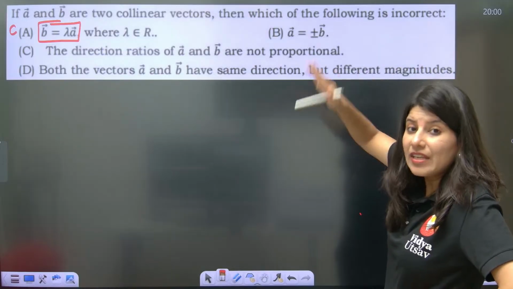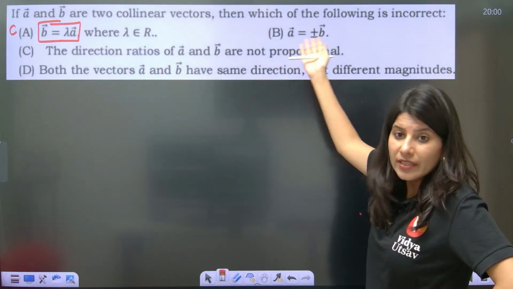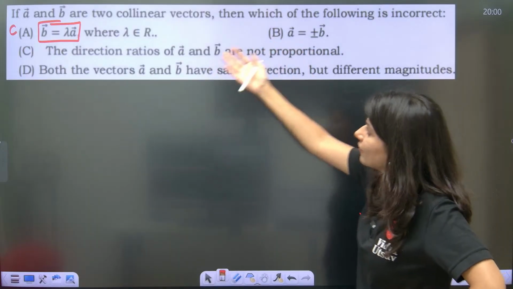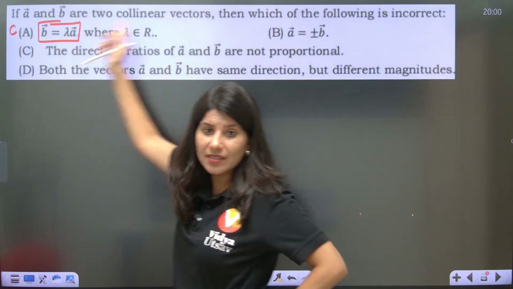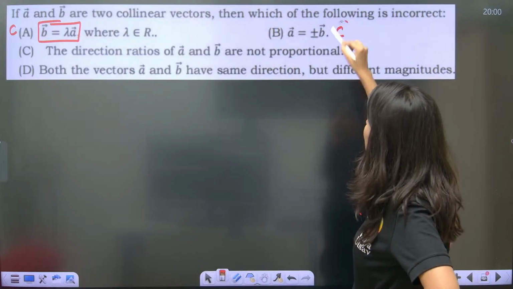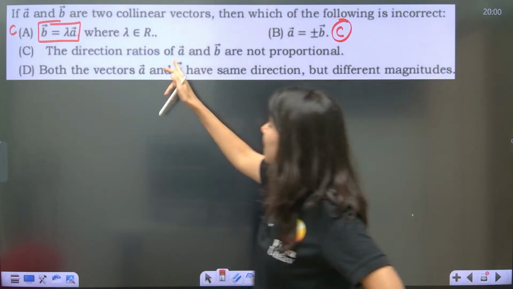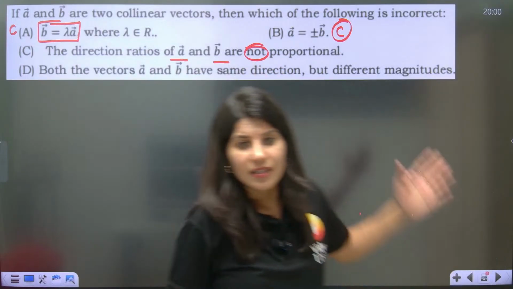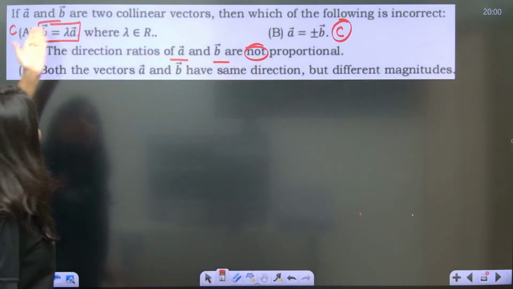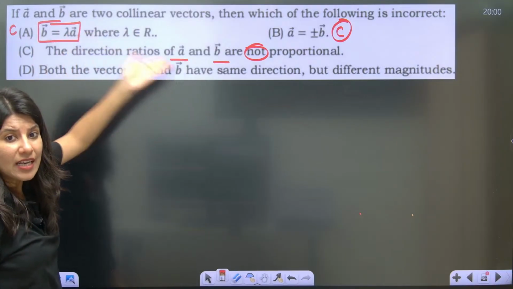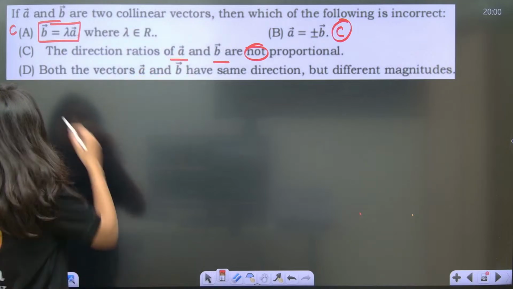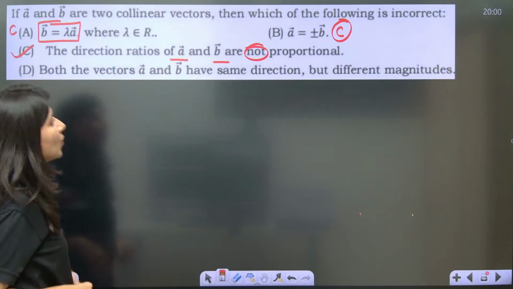Okay, we are looking for the incorrect. This also, it is not mandatory, but it can be correct, right? Here, can you see that if I put lambda equal to plus minus 1, you will get this only. So this is also somewhat correct. Now, direction ratios of A and B are not proportional. See, these two are proportional vectors only. A and B are proportional. If two vectors are collinear, they are proportional. So this is incorrect. That is why option C is correct.